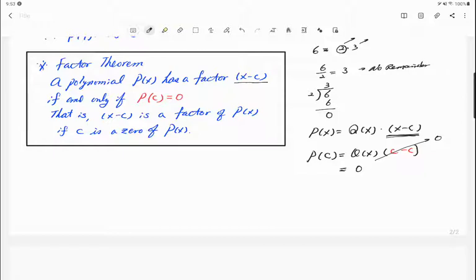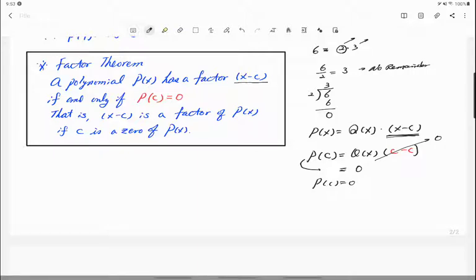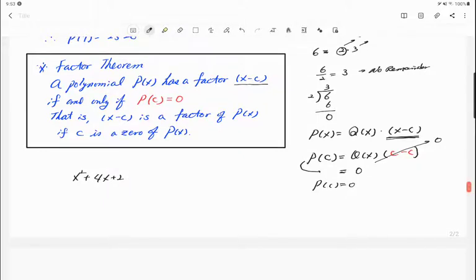If you rewrite it, then P of C is equal to 0. Say you have a polynomial, x squared plus 4x plus 2, and let's say this is a function y. If you set the function equal to 0, then the x value, in this case, will be negative 2. Once you solve it, x is negative 2.